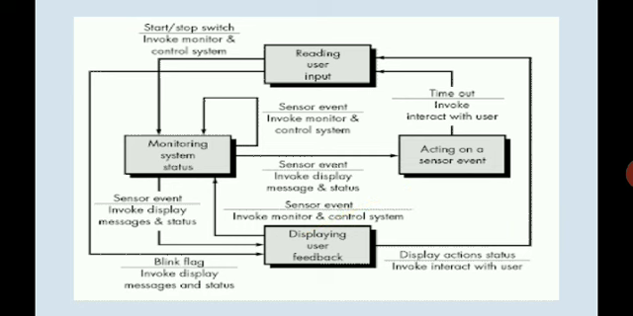Okay, so this is a very simple example that I'm taking. There is reading input, user input, and there is acting on some sensor event, and then monitoring system state and displaying user feedback. So this, I say, is a control. Also this I can say is an example of a switch.